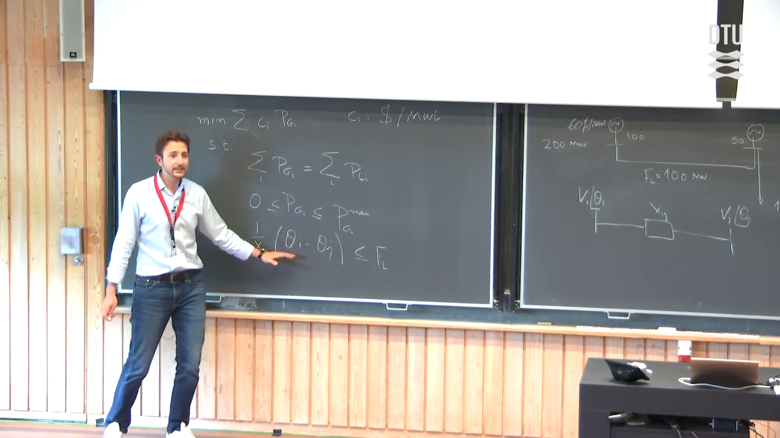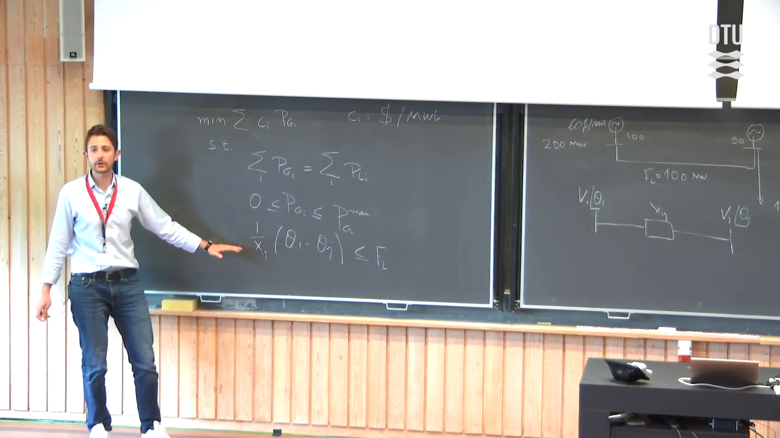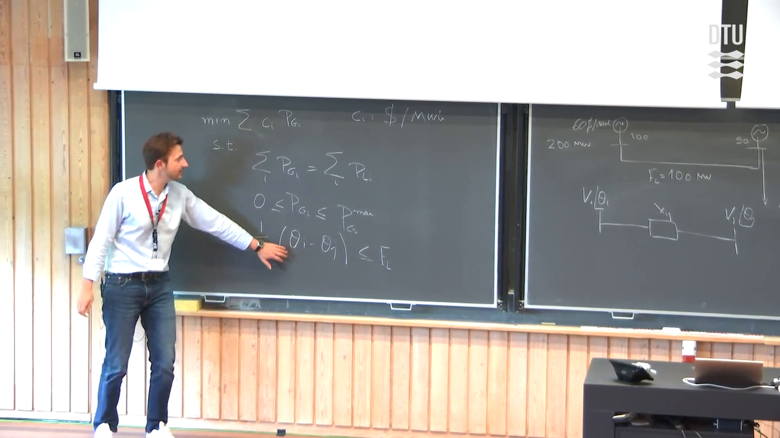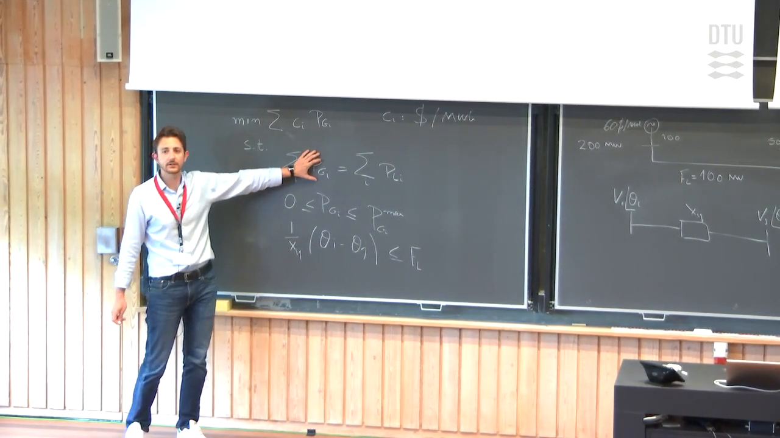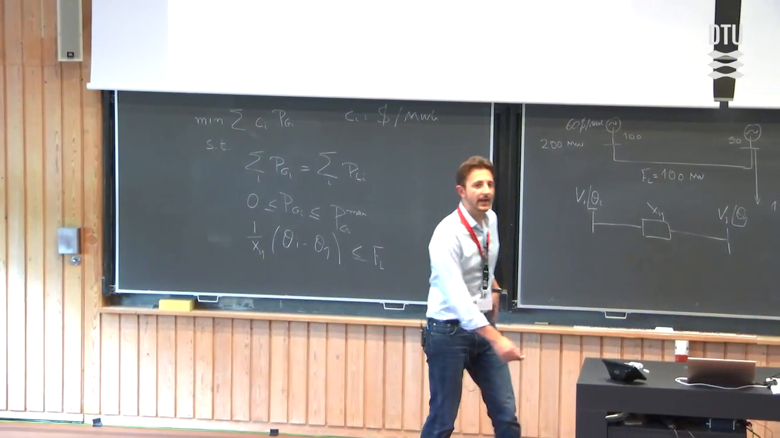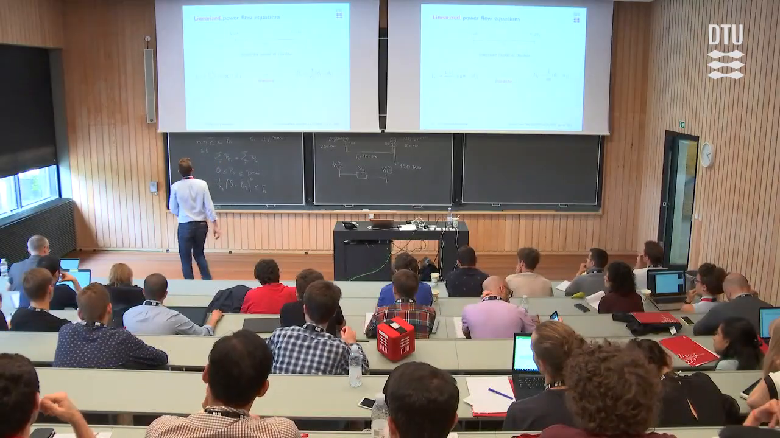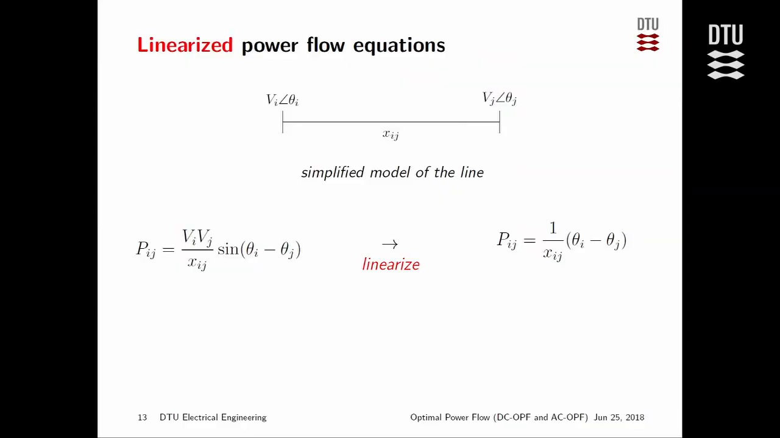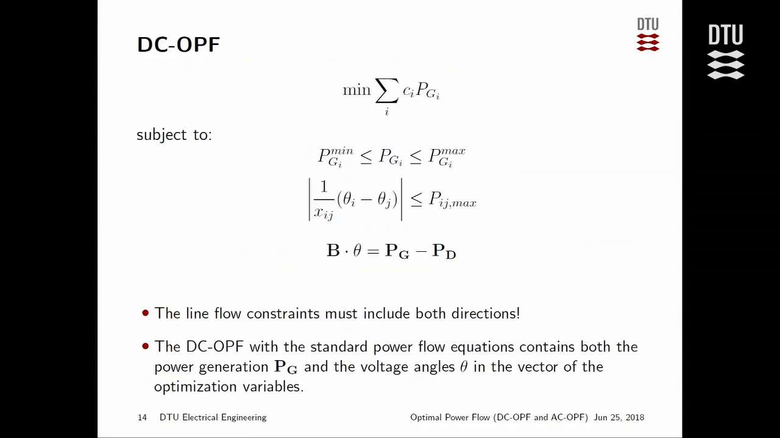I have somehow to connect thetas with my PG. Because I need thetas in order to define the line flow, now I need an extra set of equations to connect my thetas with my optimization variable, what I really want to optimize here, the PG. Is that clear? And that's how we go to the node balance equations that you talked about. And these are the node balance equations.